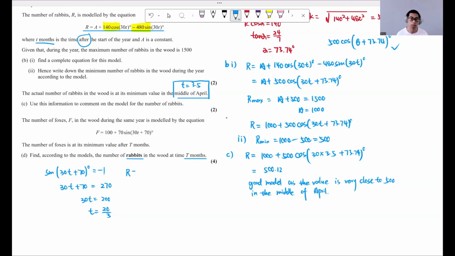Now we use that to work out the number of rabbits. R is equal to 1000 plus 500 cos(30 times 20 over 3 plus 73.74 degrees). Putting that in gives us 1032.614, which I'll round to 1033. So that is our final answer.